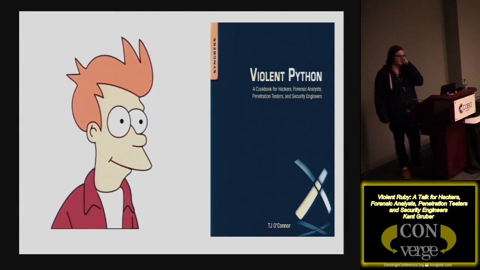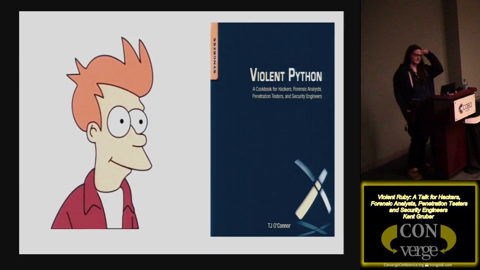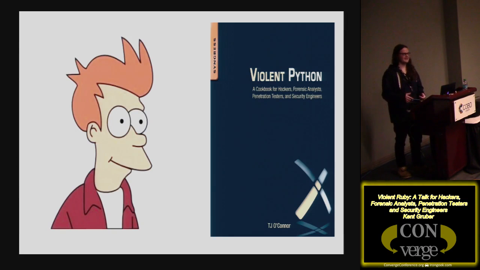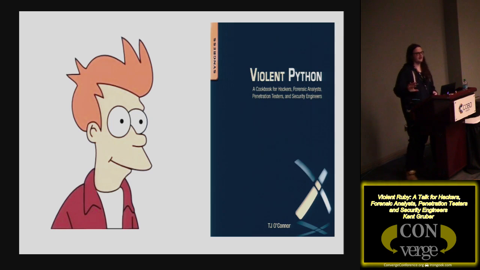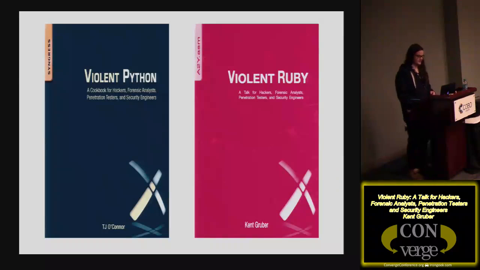It's a good book. You should definitely read this book if you haven't. It's not super modern, because it's still using, for example, Python 2.7. Not that you can't get away with that. You can definitely do whatever you want, and people continuously do that. So this is Violent Ruby.